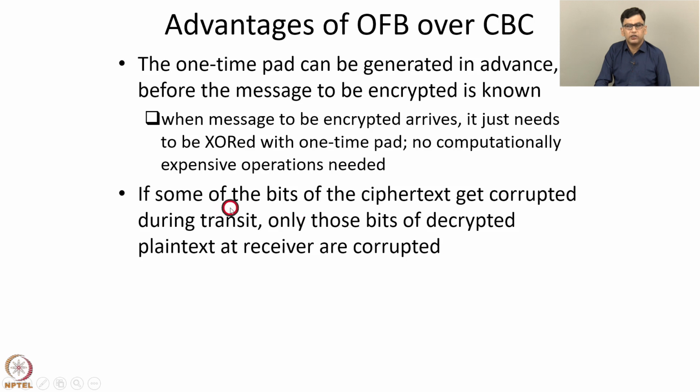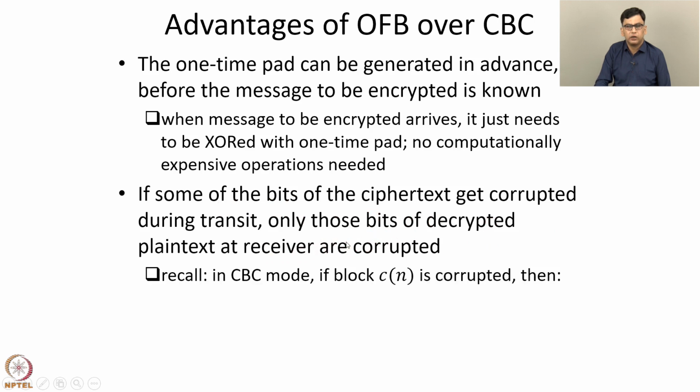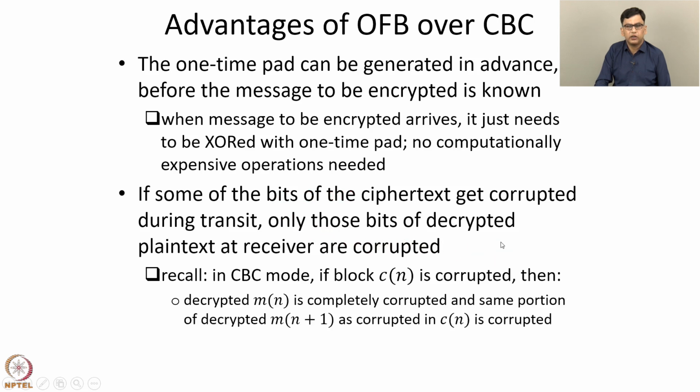Another advantage is that if some of the bits of the ciphertext get corrupted during transit, then only those bits of the decrypted plaintext at the receiver are corrupted. Recall that in contrast, in CBC, if block Cn is corrupted, then the decrypted Mn is completely corrupted, and the same portion of the decrypted Mn plus 1 as corrupted in Cn is also corrupted.